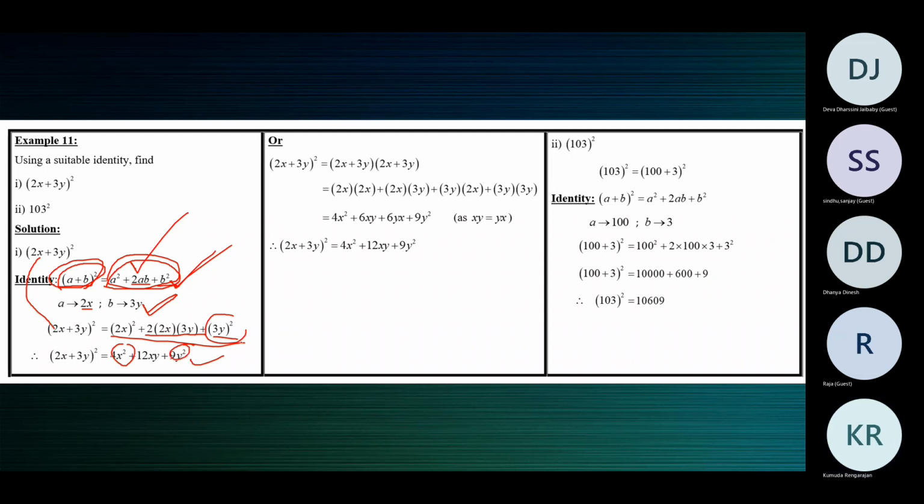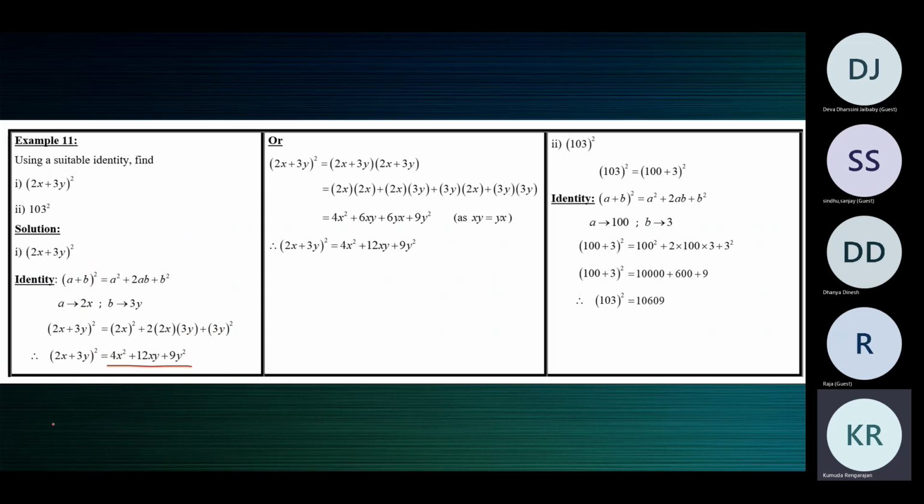That's all. So that means 2x plus 3y the whole square is 2x plus 3y into 2x plus 3y, which is nothing but this. When you actually multiply also, you'll get the same thing. When you do the usual multiplication without using the identity, first term into the second bracket, second term into the second bracket, when we do that multiplication also, we'll get the same result.